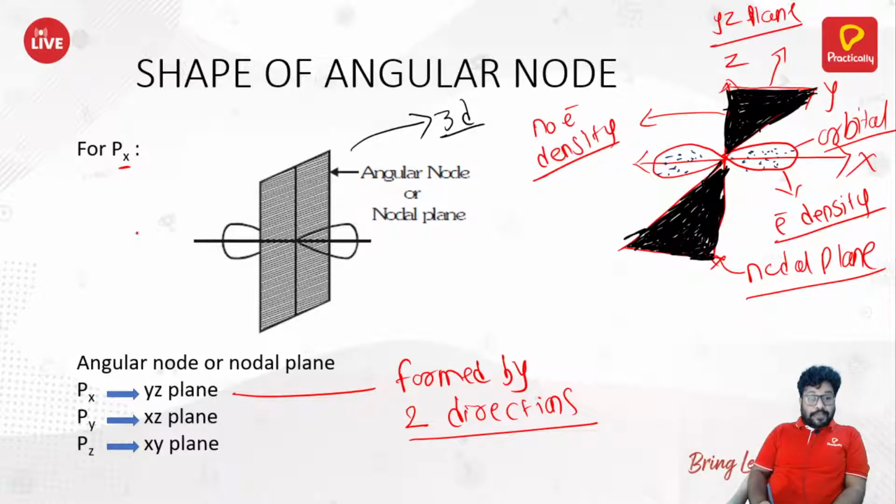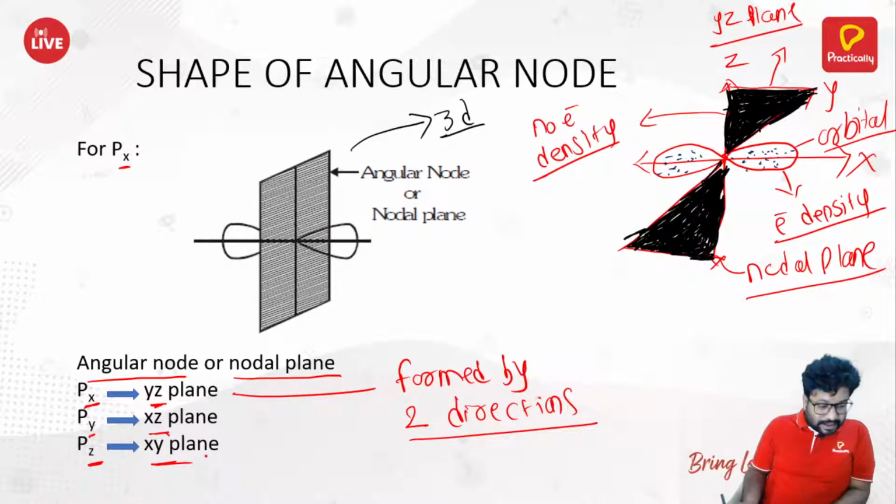Okay? So for a px orbital, the YZ plane is an angular node, or a nodal plane. So for px, YZ is a nodal plane. For a py, XZ is a nodal plane, and for a pz, XY is a nodal plane. Got it? I hope you must have understood it.